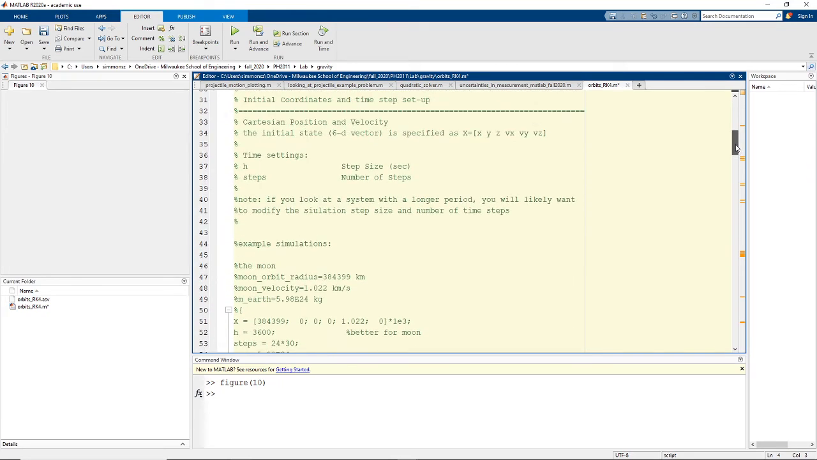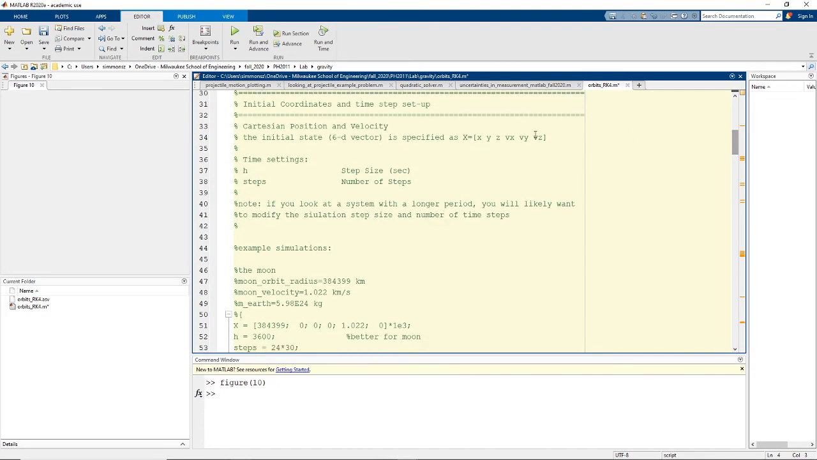So the first section that I want to point out is where we set the initial coordinates and our setup. You'll notice the initial state, x, is set here. It's got 6 pieces: x, y, z, and vx, vy, and vz. The other things that we need to set are h, which is the step size, the time in seconds, and steps, which is how many steps you're going to go through.